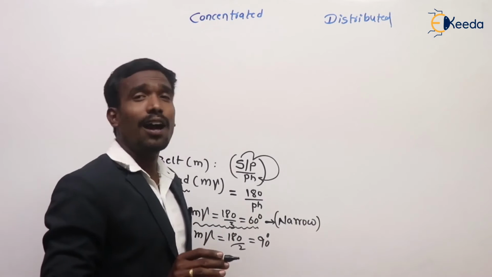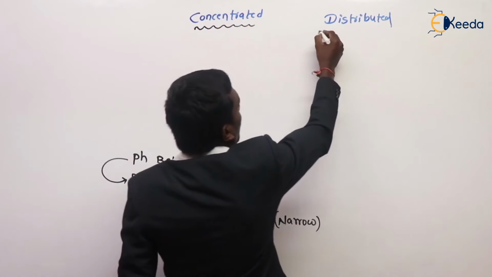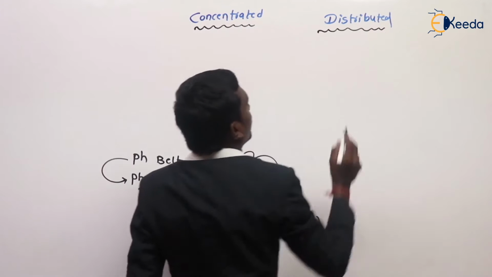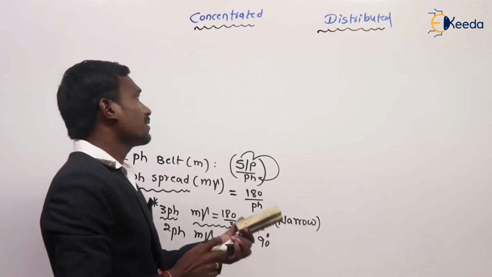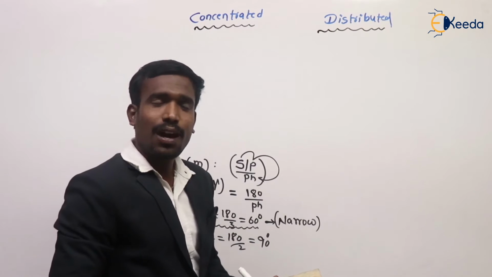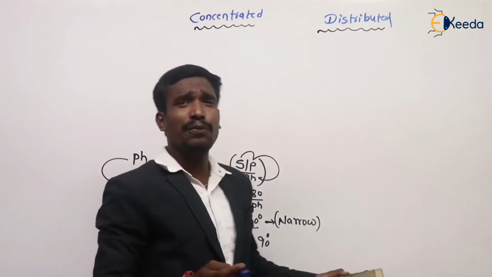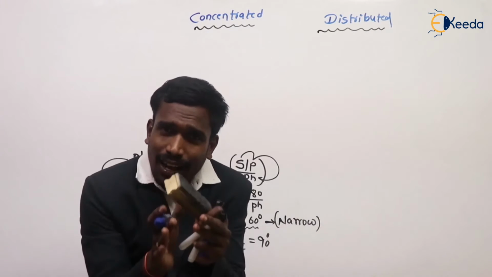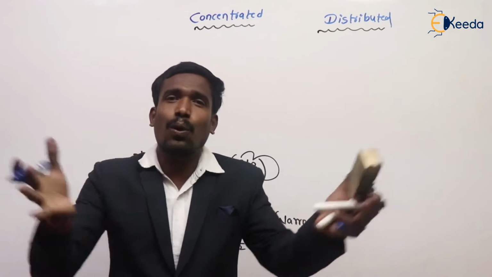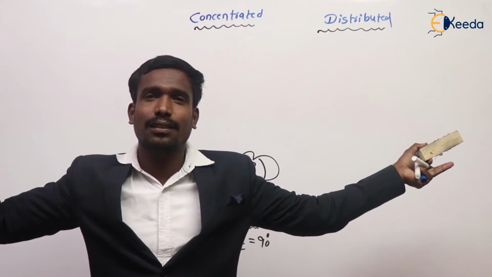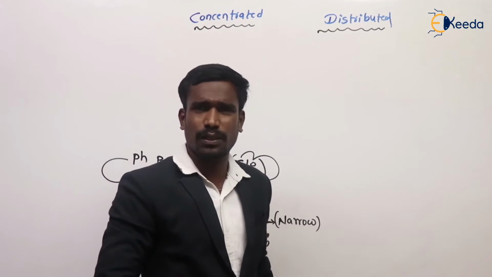Let's go for the explanation of concentrated winding and distributed winding. Which winding is called concentrated winding? What is the definition of concentrated winding? Here the name itself indicates that the winding is concentrated, and here the name itself indicates that the winding is distributed.